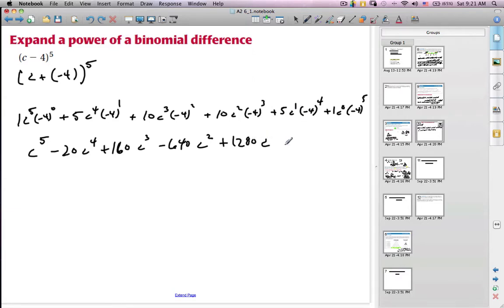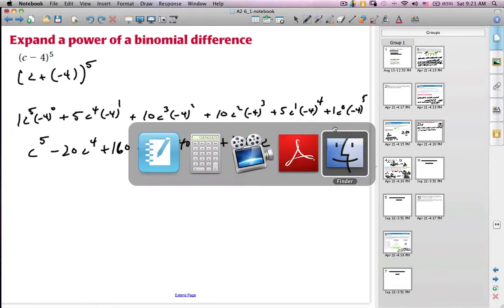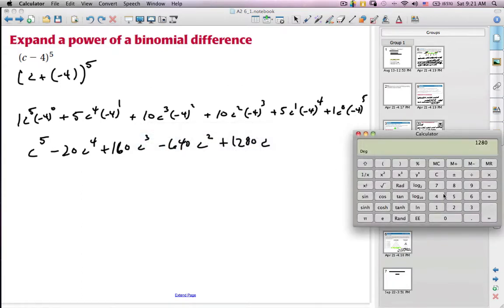I don't have to write first power. And then -4 to the fifth power. Oh, I better do that again. So I have -4 to the fifth power, -1024.